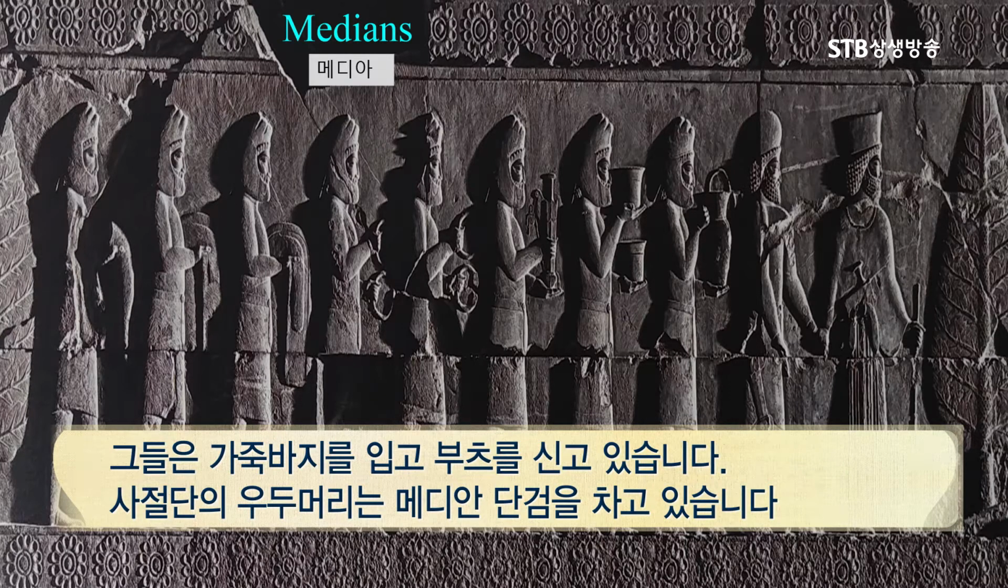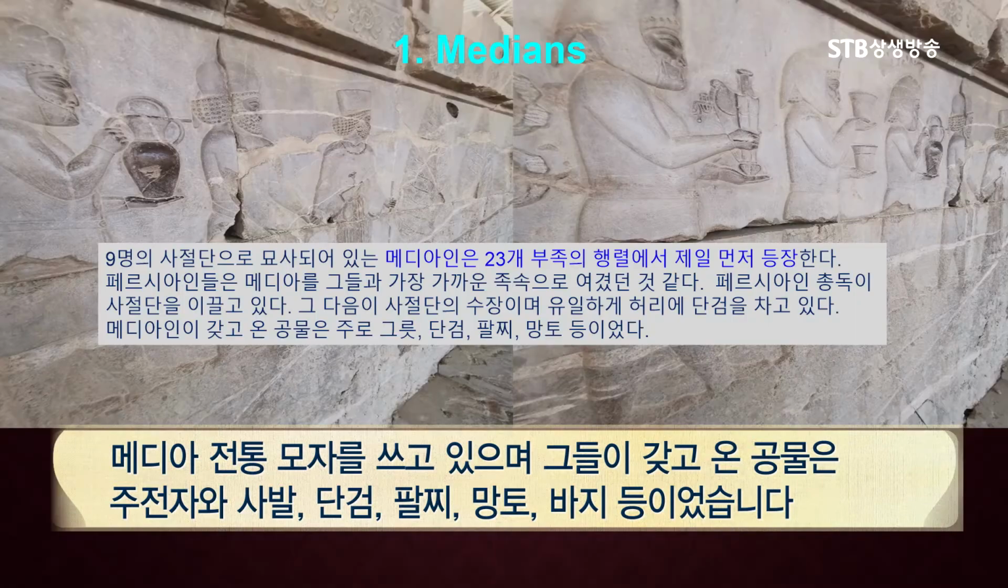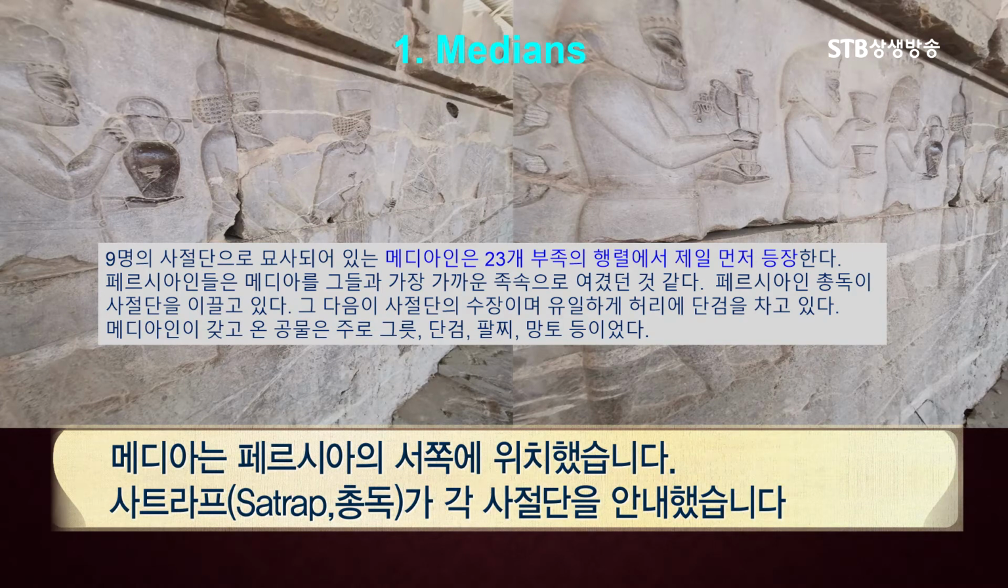Their clothing, the leather pants and boots, and the leader of the group, who is Median, wears the Median dagger. They wore the typical Median hat, and their gifts include pitchers, bowls, bracelets, and also cloaks and trousers. The location of the Medians is in the western side of Iran.